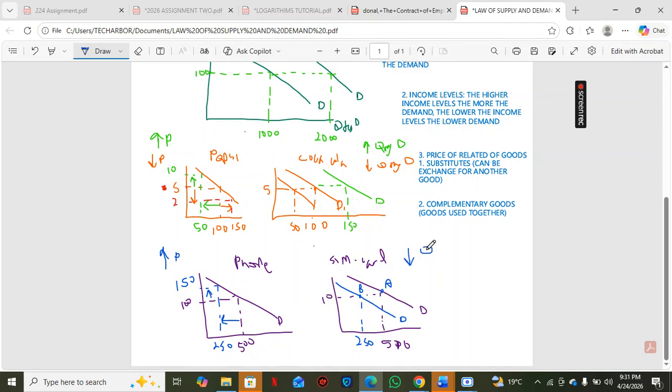So here we saw the price of one good went up and the quantity demanded of the other good went down. So with complementary goods, there is an inverse relationship between the price and quantity. If the price of phones went down in this scenario, it means people will buy more phones. As these people buy more phones, they'll buy more SIM cards, and the quantity of SIM cards is going to go up.